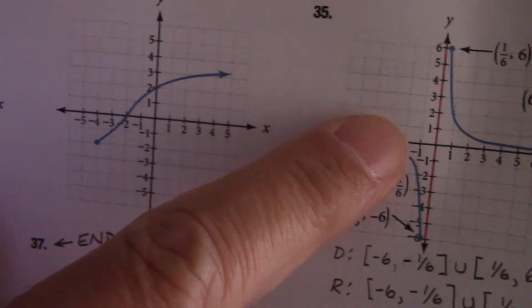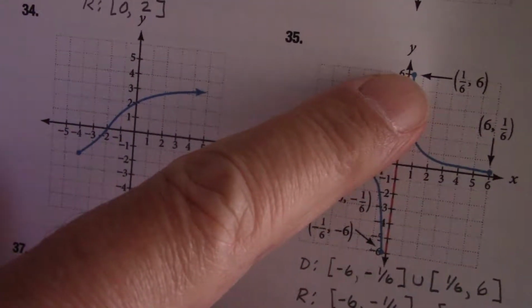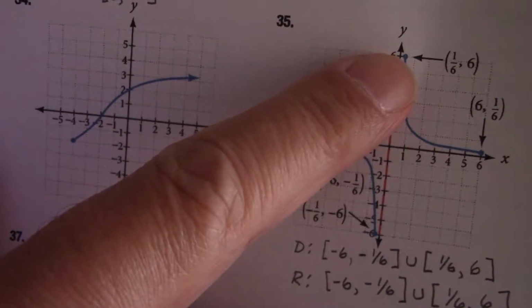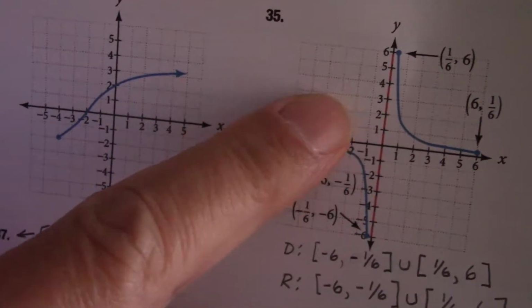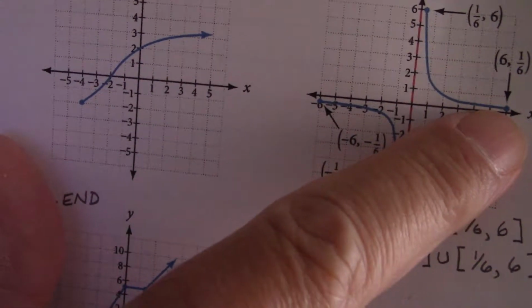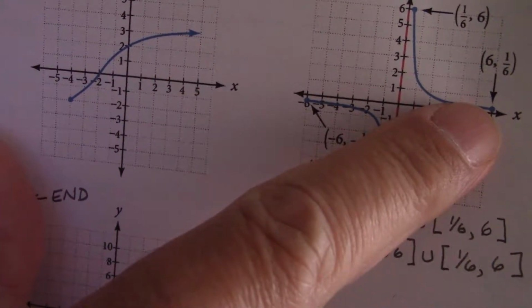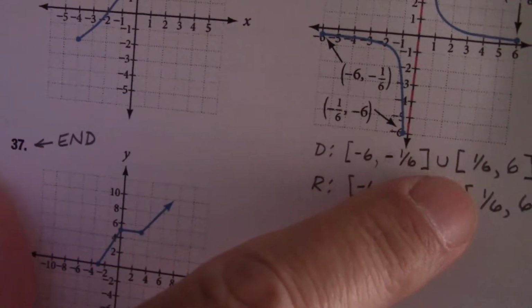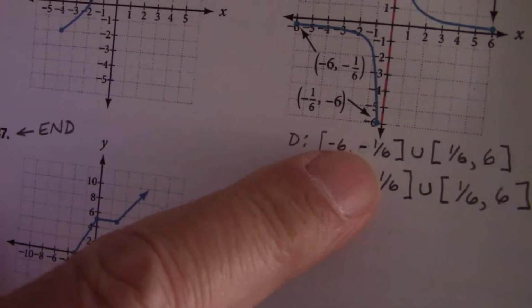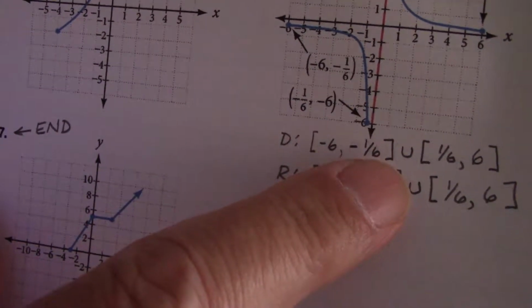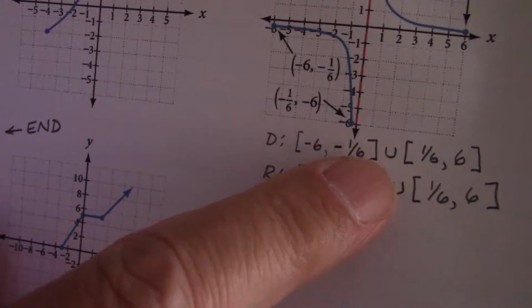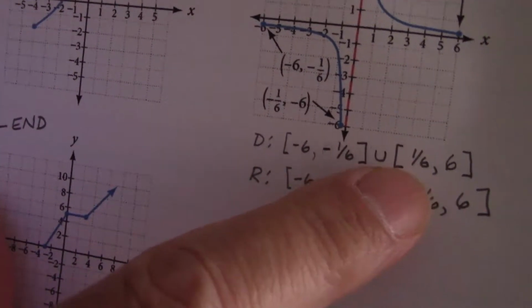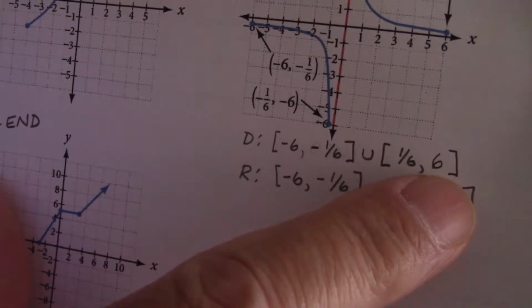And then it goes from positive 1/6, x equals 1/6, all the way to positive 6, as you can see from these points. So the domain is negative 6 to negative 1/6, and then the union of that with 1/6 to 6.